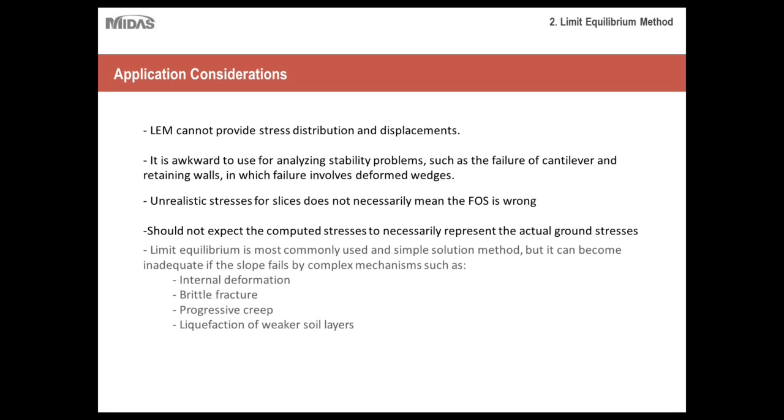Okay, and then limit equilibrium is most commonly used as a simple solution method, but it can become inadequate if the slope fails by complex mechanisms such as internal deformations. So if there are certain factors that are causing the slope to fail internally, such as brittle fracture, progressive creep, and then liquefaction of weaker soil layers, these are all mechanisms that really don't fall within the scope of the limit equilibrium method.